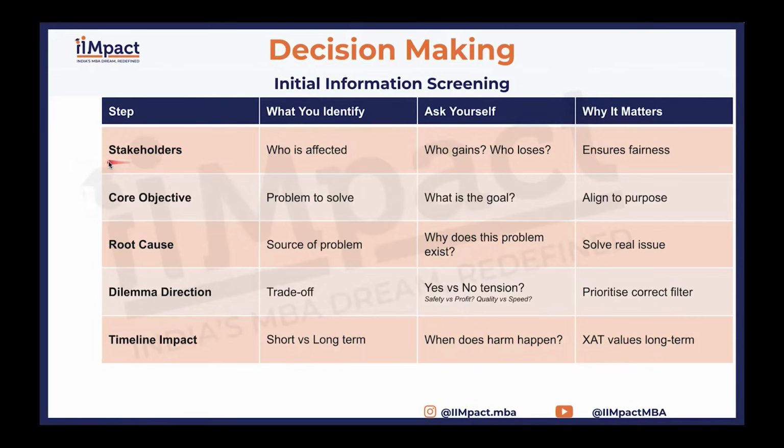Data point number one is, who are the stakeholders? What you have to identify is who is the person that is getting affected, and you should ask yourself, who is gaining here, who is losing here. And finally, you should understand why this matters, because this will be used to ensure fairness, which is a main part of ethics.